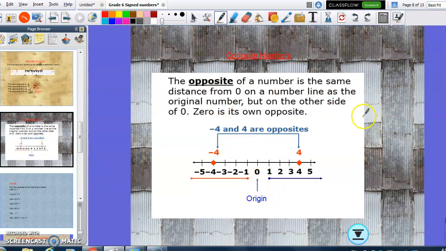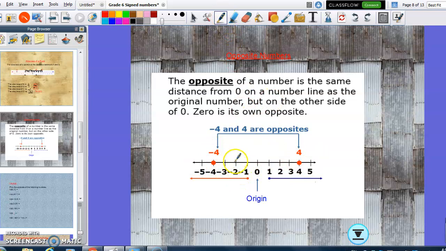Opposite of a number. The opposite of a number is the same distance from 0 on the number line as the original number but on the other side. What do we mean by that? Let's take the point plus 4. So plus 4 is located 4 units to the right. So 1, 2, 3, and 4. This is plus 4. The opposite of plus 4 is 4 units to the left. So 1, 2, 3, and 4. So the opposite of plus 4 is minus 4. Simply we can change the positive sign to a negative sign.